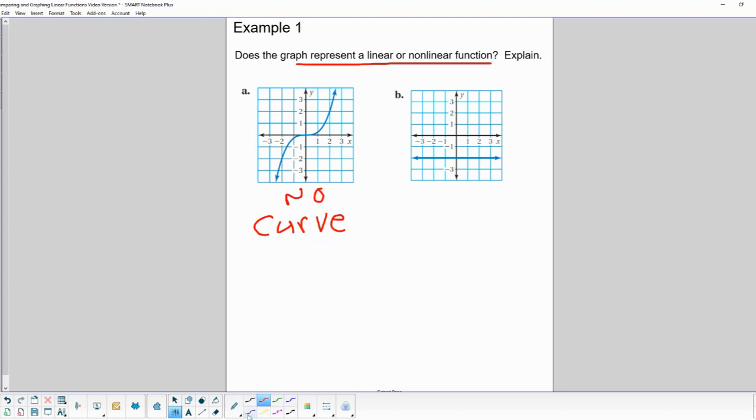Okay. The second one is a straight line, and so that would make it linear because it is a straight horizontal line. Now, if it had been a straight vertical line, even though it's a straight line, that's not considered a linear function because it has an undefined slope.